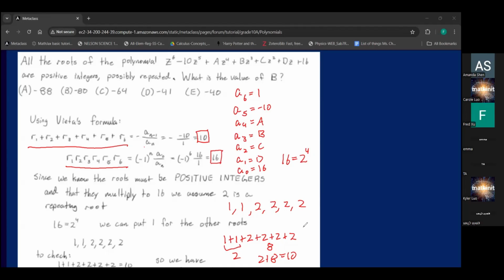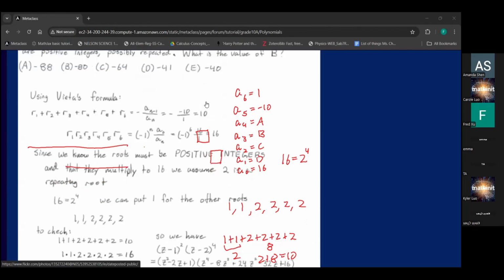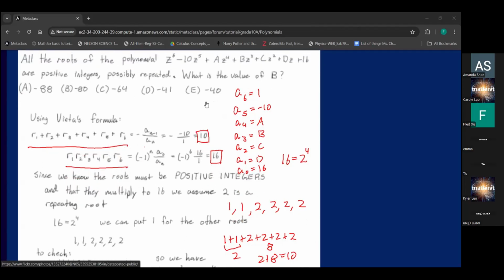And so we're trying to find the value of B. Moving down, since it is all positive integers, we know that all these are positive. And like I said earlier about the zeros, these are all the zeros, these are the roots. Roots and zeros mean the same thing when it comes to polynomials.